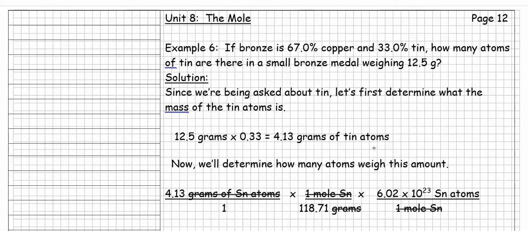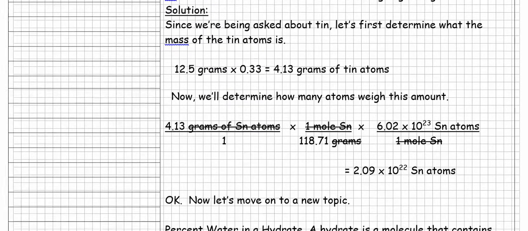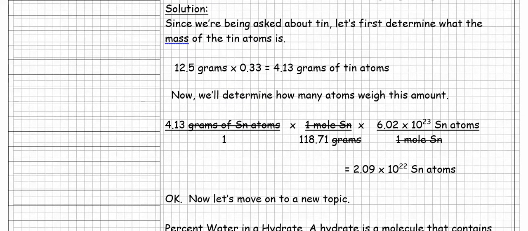the amount of tin is 4.13 grams of tin atoms, right? So now I know the mass of the tin. Now we'll determine how many atoms weigh this amount. How many atoms weigh 4.13 grams? So we've got 4.13 grams of tin atoms over 1, times 1 mole per, and I'm taking this right off the periodic table, 118.71 grams of tin, obviously, right?